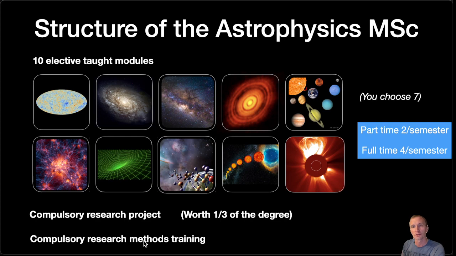And those taught modules are worth 2/3 of the degree, and the remaining third is made up by this compulsory research project, which I'll get to at the end. And this is a really important part of the degree and one of the most valuable bits as well. So I've got these icons here sort of summarizing some of the different areas that we look at. So in cosmology, galaxies, general relativity, astrochemistry and radiation transport, planets and their formation, stars and how they evolve, our solar system and astrophysical plasmas.